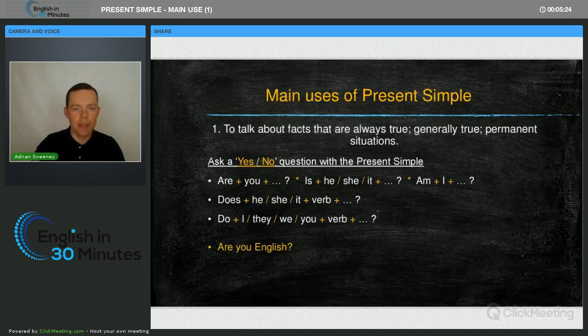You ready? I hope you said this. Are you English? Yes, I am English. I was born in England. I grew up in England. But my mother and my father are Irish. So I'm from an Irish family, but I am English, born in England and grew up in England.